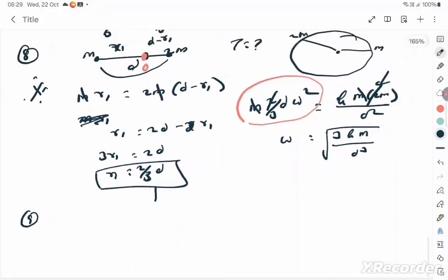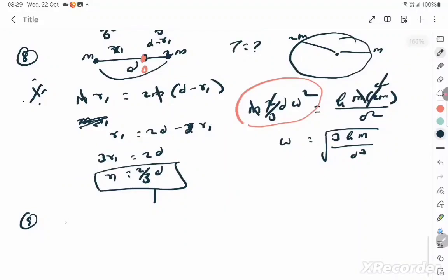The radius of the Earth is 6.4 into 10 to the power 6 meter. What is the minimum speed of the satellite to place it in Earth's orbit? So orbital velocity is what they are asking. So we know the formula for orbital velocity is root of GM by r plus h.